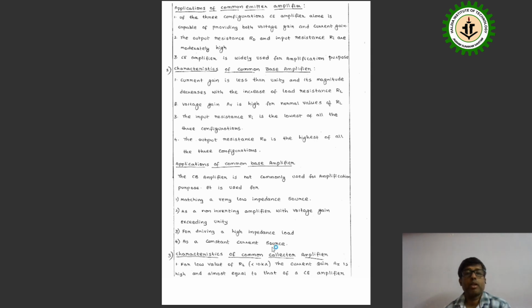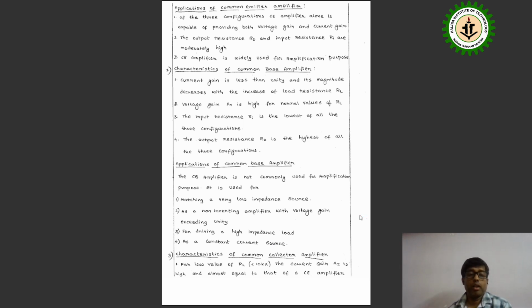Now the characteristics of the common base amplifier. The common base amplifier is used not only for general applications but also for matching a very low impedance source. It is a non-inverting amplifier with voltage gain exceeding unity for driving a high impedance load, and it can act as a constant current source.